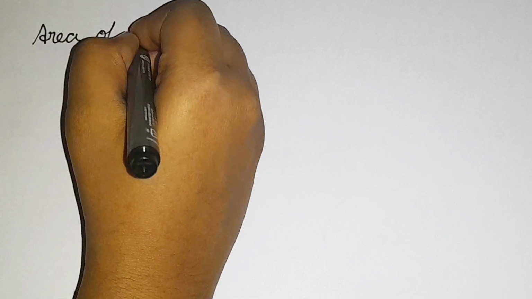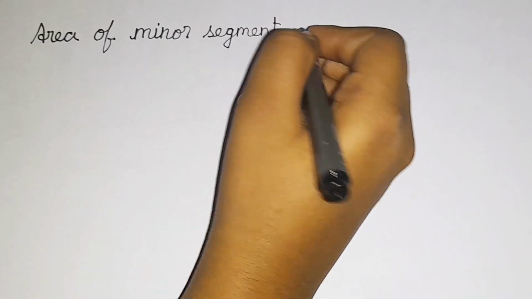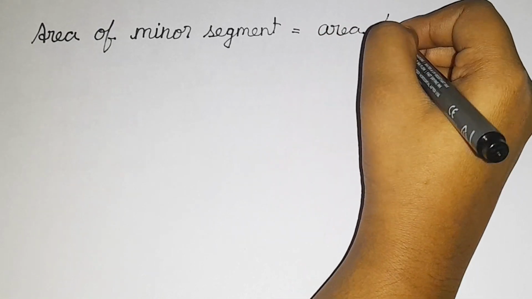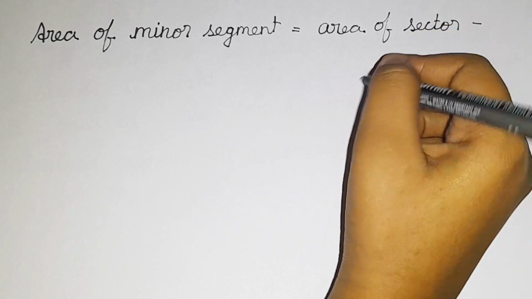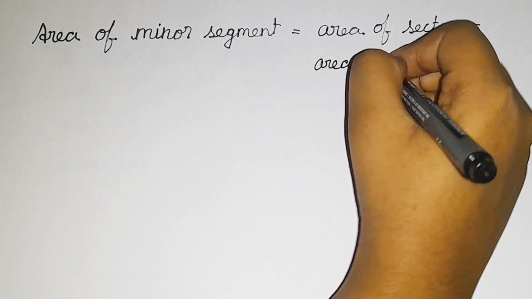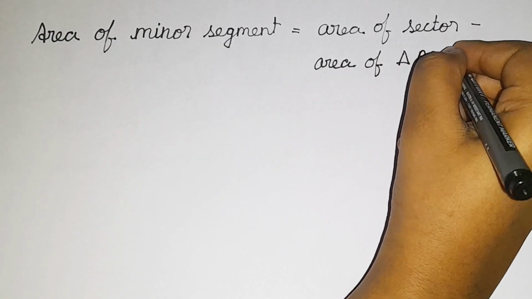Okay. Area of minor segment. Okay, so what is the formula for area of minor segment? So the formula is area of sector minus area of triangle. Here we took triangle AOB, am I right?